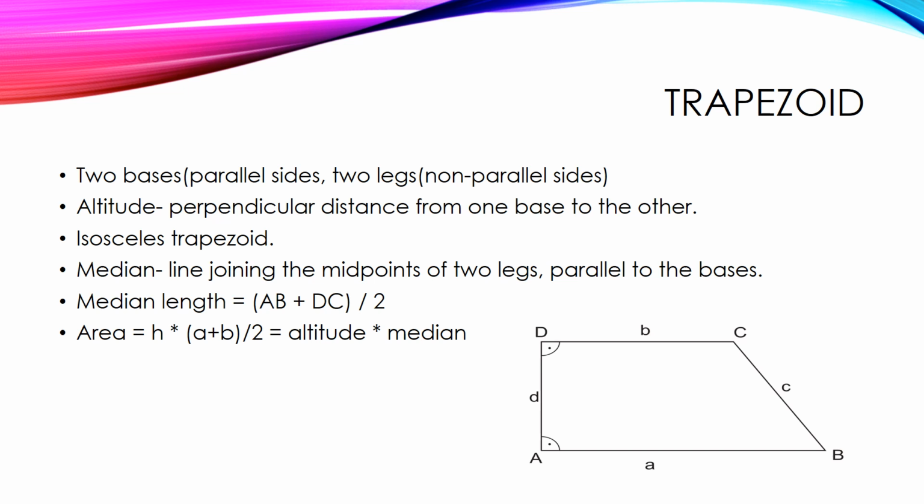The median line is always parallel to the bases, and the median line is halfway between the bases. The median divides the trapezoid into two smaller trapezoids, each with half the altitude of the original. The usual way to calculate the area is the average base length times altitude. The area of a trapezoid is given by the formula h into (a plus b) by 2, where a, b are the lengths of the two bases, h is the altitude of the trapezoid. The area of the trapezoid is altitude into median.